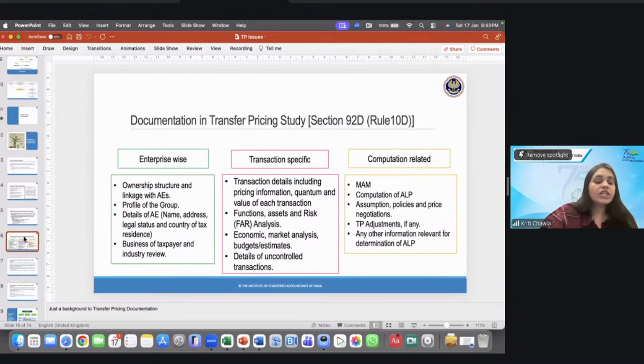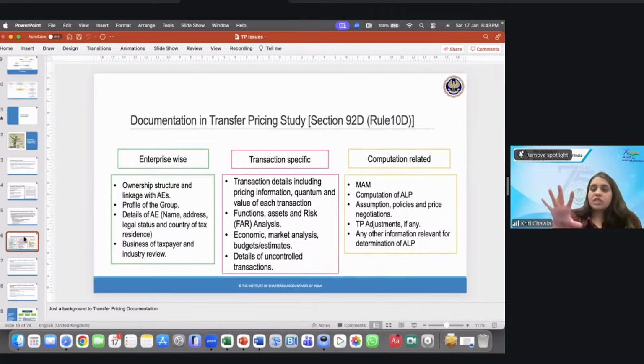So what I'm trying to say is that the TP study is a very, very detailed document which complements the Form 3CEB. Now, one important thing to note is that Form 3CEB is a mandatory form that has to be filed. So even if there is a ₹1 international transaction with the associated enterprise, you will have to file Form 3CEB.